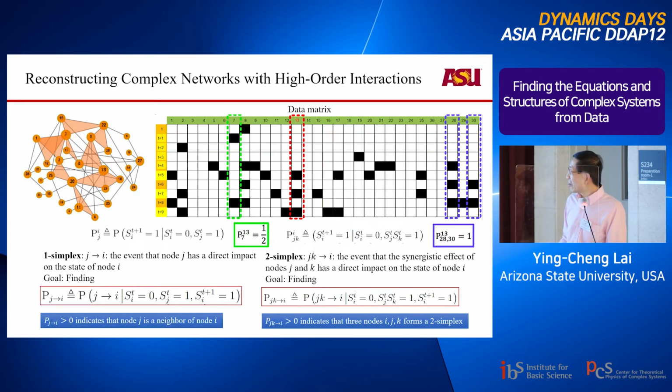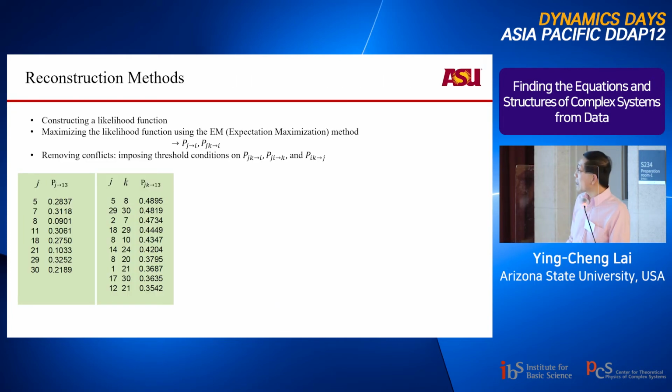Okay, so the point here is these problems, this simple problem and a relatively more complex problem, can be solved by the so-called likelihood method. So first you construct a likelihood function, then we're going to maximize the likelihood function using the so-called EM method, the expectation maximization, to figure out those links, those probabilities. Then we, of course, are going to remove conflicts, and then impose a threshold condition on these different probabilities we figured out.